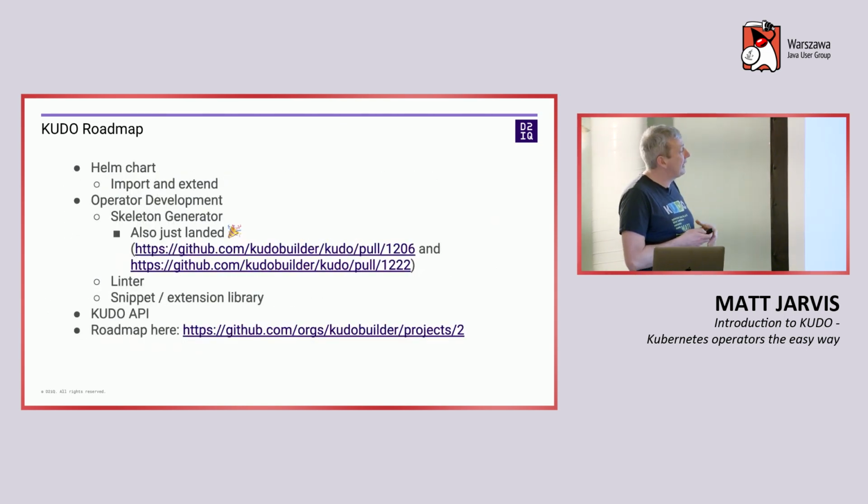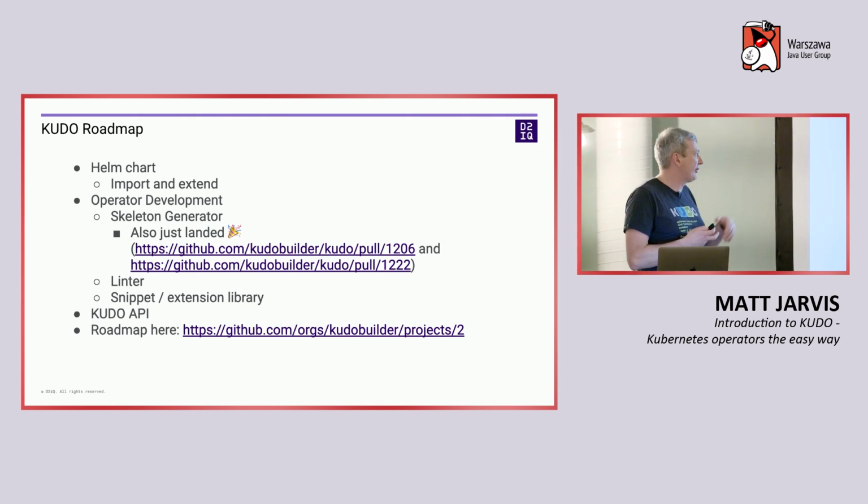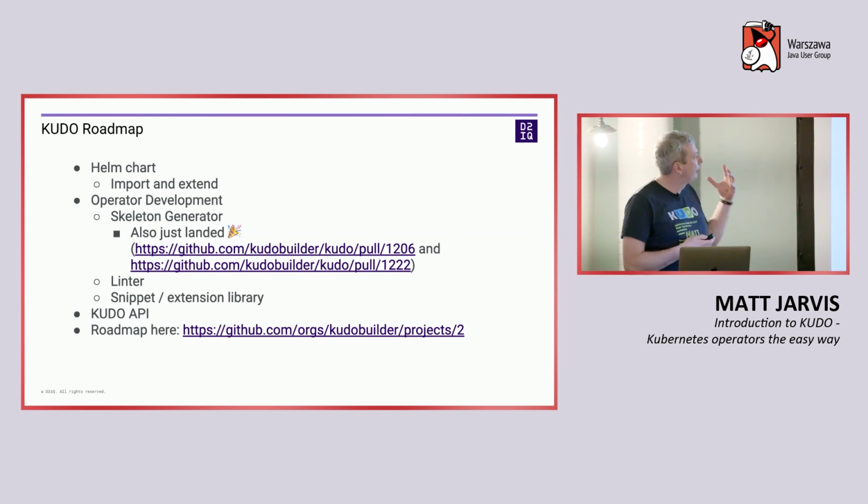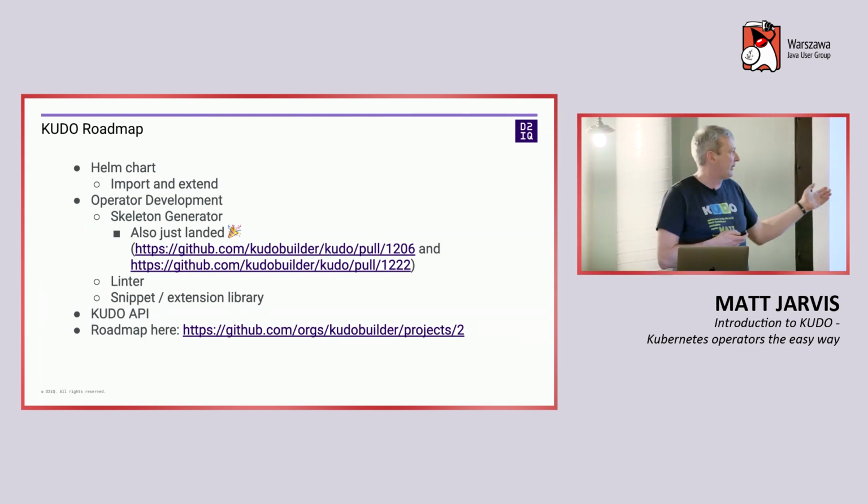And a bunch of stuff around making it easier to develop these things. So skeleton generators, so you don't have to write all the code yourself, linters, all that stuff. The roadmap is all available in GitHub.